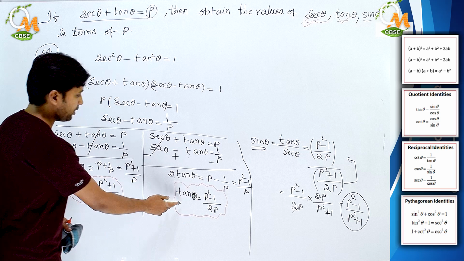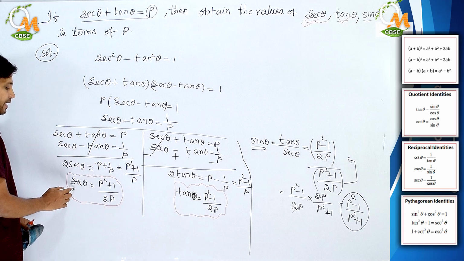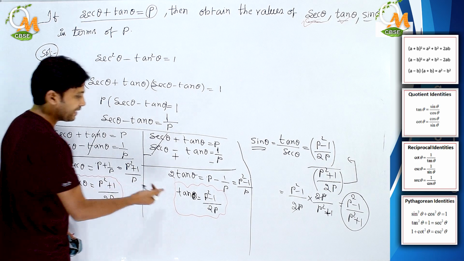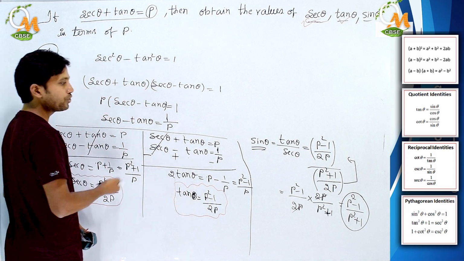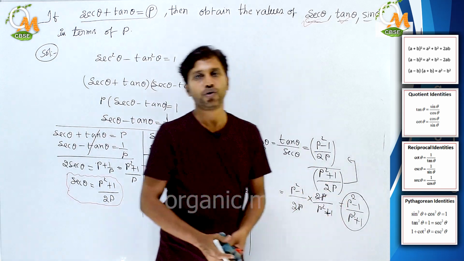And here what is the value of tan theta? P square minus 1 by 2p. And here what is the value of secant theta? P square plus 1 by 2p. If you obtain the value of secant theta and tan theta, the ratio of tan to secant is sin. So therefore p square minus 1 by p square plus 1 you obtained like this.